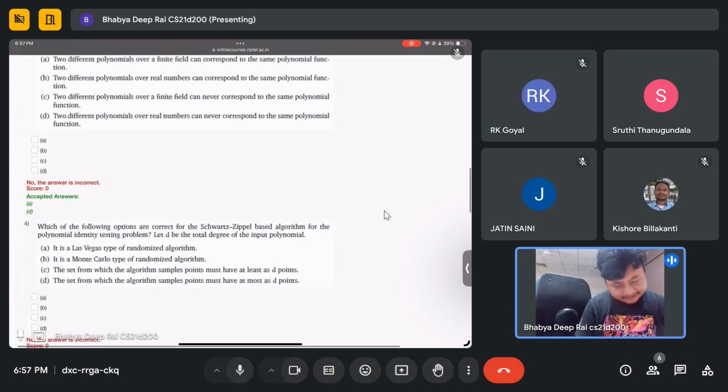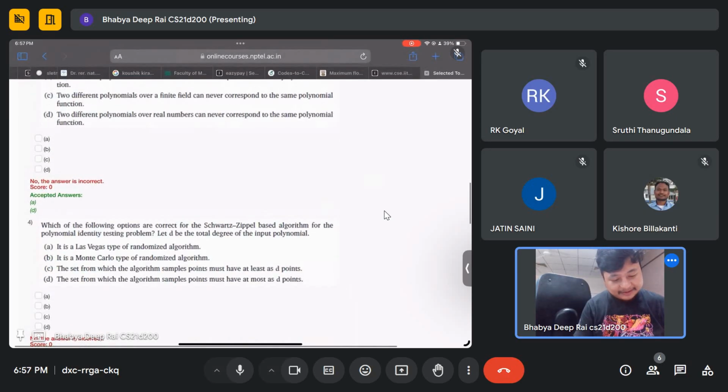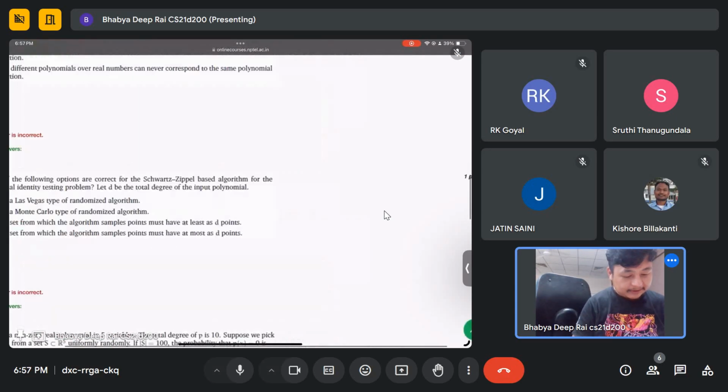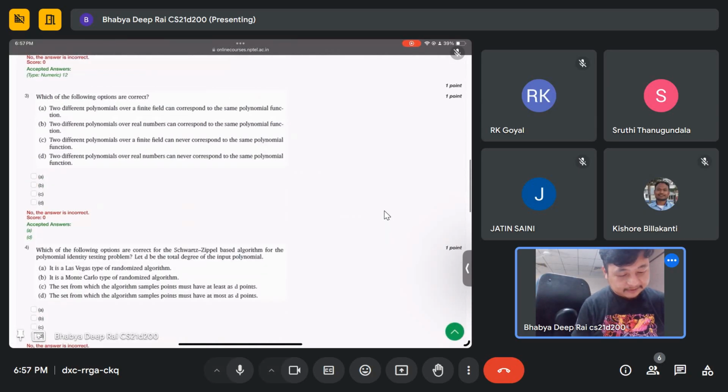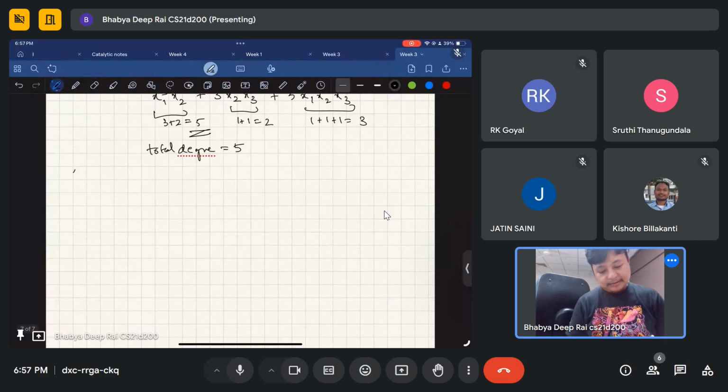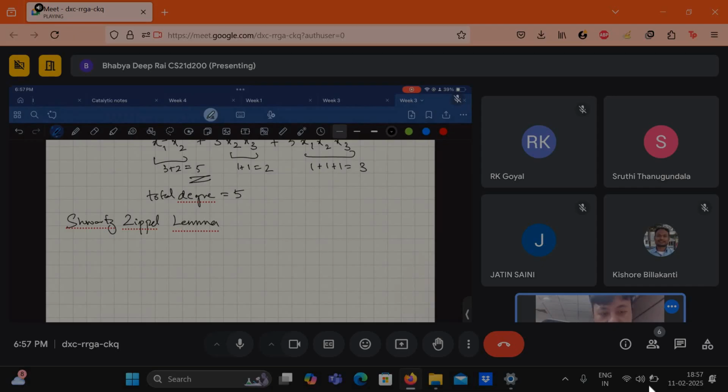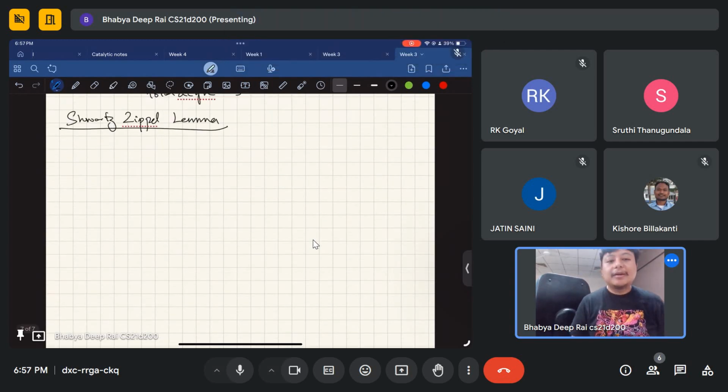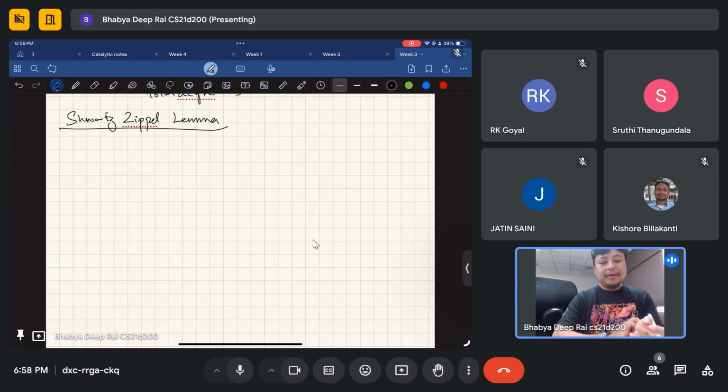Okay, now I come to the Schwartz-Zippel lemma. Okay, the Schwartz-Zippel lemma says the following. I told you it's not known how to do polynomial identity testing in polynomial time, right? But you can do surprisingly well using randomization. How? So the Schwartz-Zippel lemma.